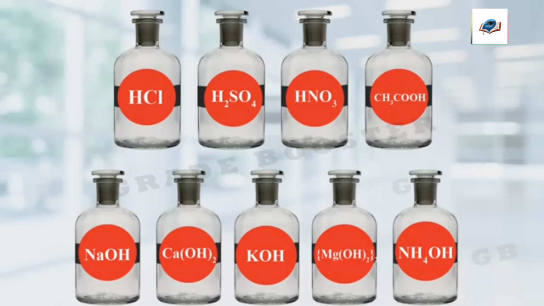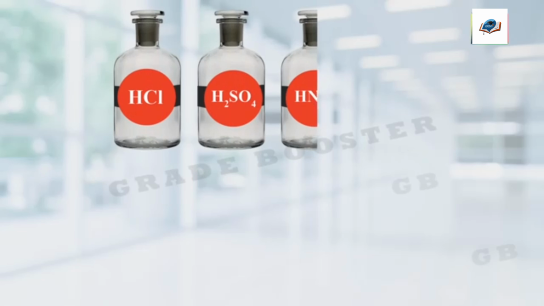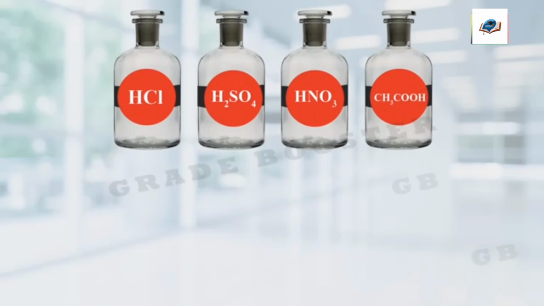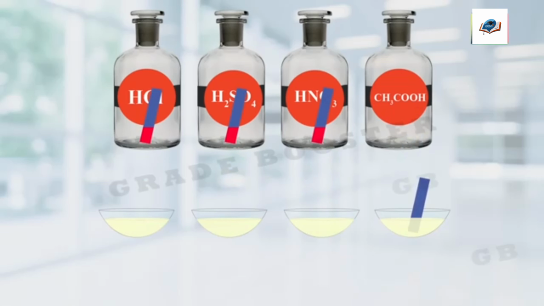Here we have some chemical compounds. Let us test these compounds with acid-base indicators. Among these compounds, HCl, H2SO4, HNO3 and CH3COOH turn blue litmus to red.